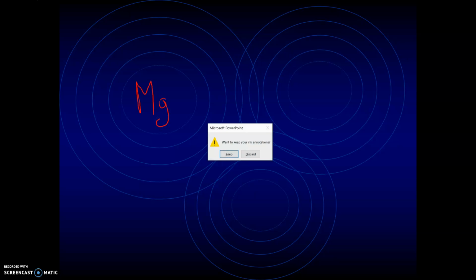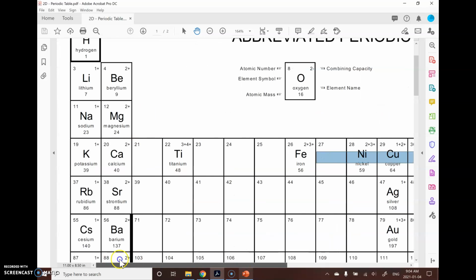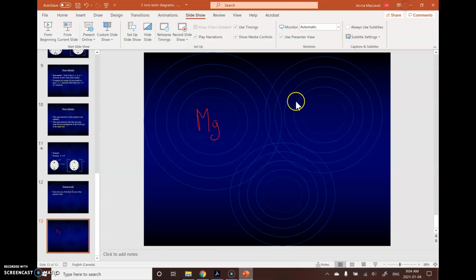All right, so why don't we let's do a metal. Let's do magnesium. Okay, so magnesium, when we look at our periodic table, it's got 12 electrons. It's in the second group, so I know I'm going to have 2 valence electrons. And I can see here that it's going to lose 2. Okay, so I think for this assignment, it's probably a lot easier if we just do the Lewis dot diagrams.